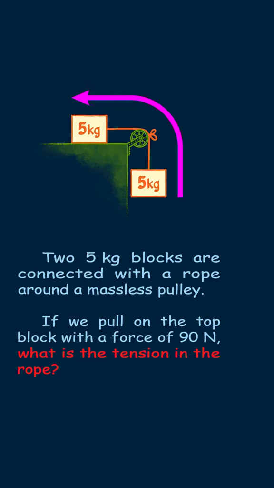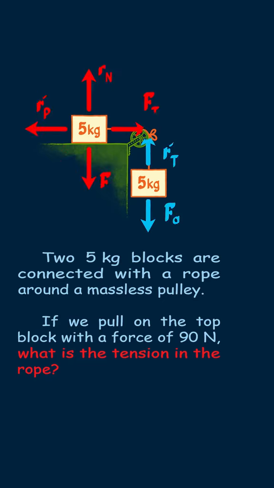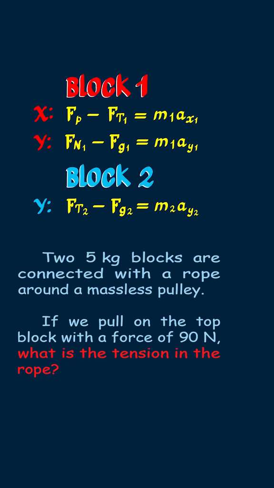Here we're going to call moving counterclockwise as positive. So for the first block, this means that the left is positive and the right is negative. Looking at the hanging block, this means that up is positive and down is negative. Now we write out the sum of the forces for each block in each direction, and see where the variable is that we're trying to solve for. In this case, it's the force of tension.